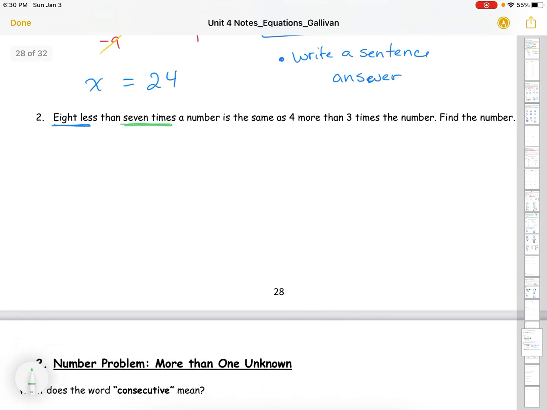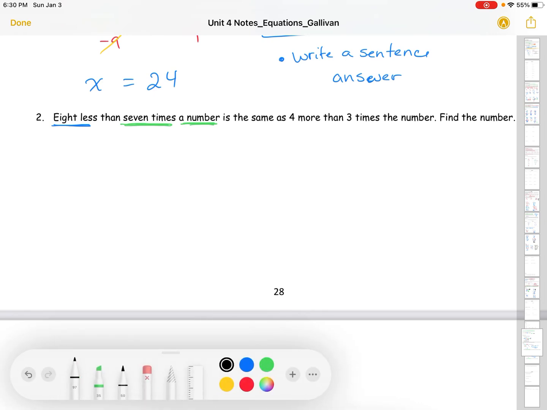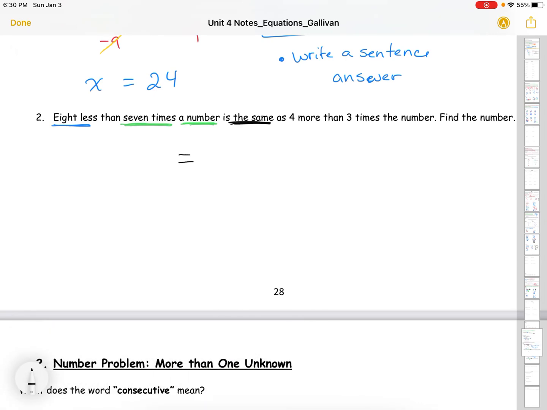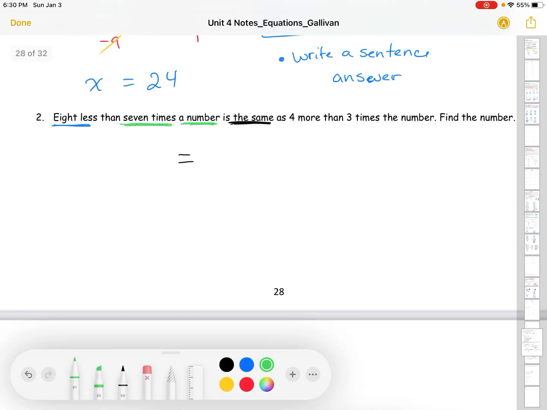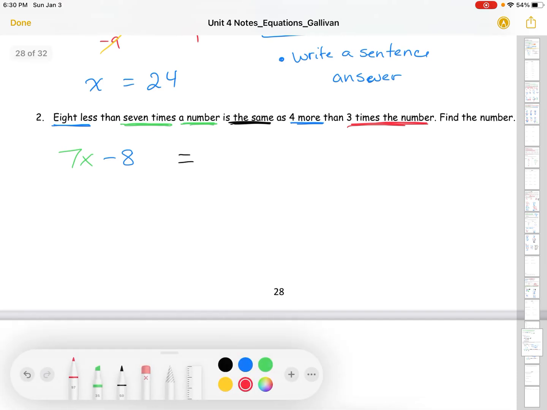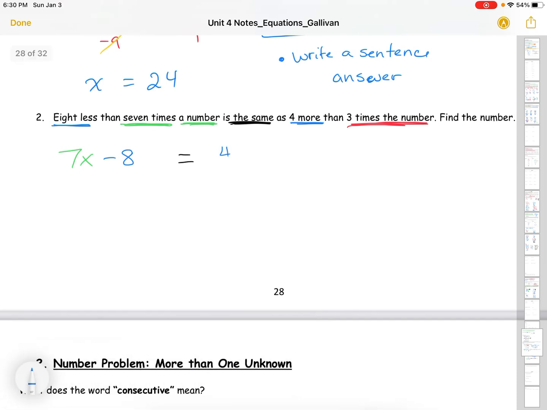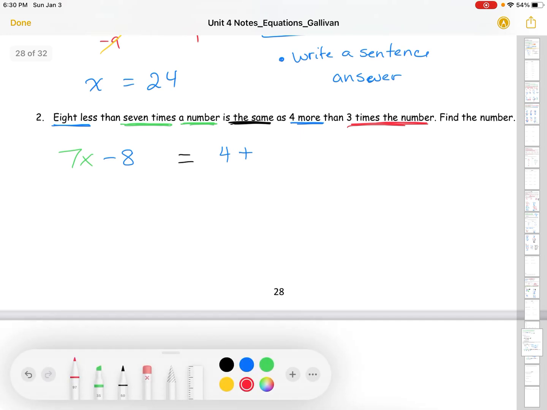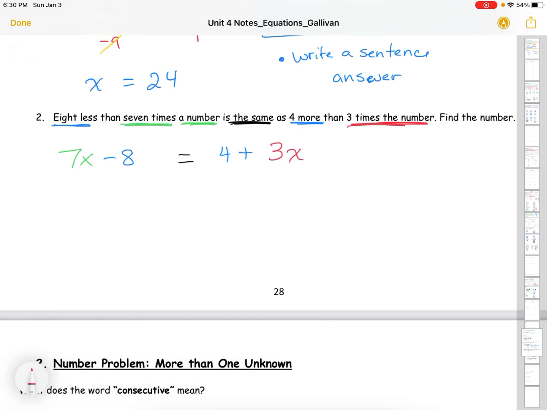8 less than 7 times a number is the same. So that's the equals. So let's see, 8 less than 7 times a number. So 7x minus 8 is the same as 4 more than 3 times the number. Woo! So 4 plus 3x. It's the same number. So they're both x's.